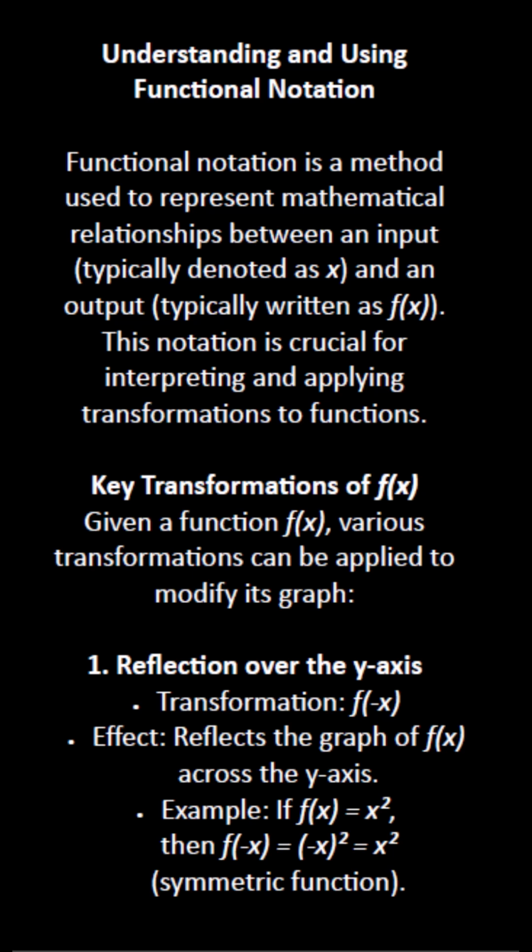What's interesting here is why this creates a reflection. For any point (x, y) on the original graph, we now have a corresponding point (negative x, y) on the transformed graph. The y value stays the same, but the x value flips its sign, mirroring it across the y-axis. Right, it's like a perfect mirror image. Exactly. And the example from our sources, where f of x equals x squared, becomes f of negative x equals negative x squared, which is also x squared.